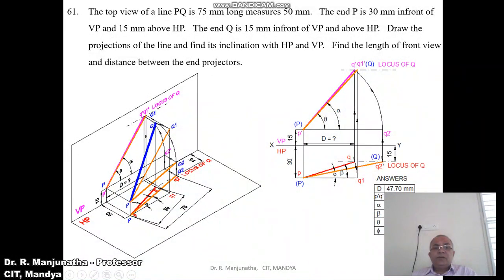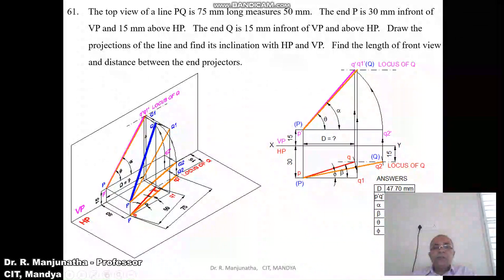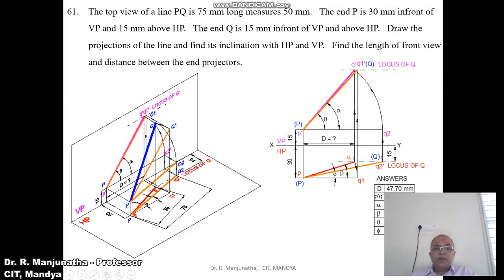Here, first we consider the XY line and mark XY and VP, HP as shown. You know that P is 30 mm in front of VP and 15 mm above HP. So from the XY line, measure 15 mm above and draw a horizontal line. Similarly, 30 mm in front of VP, measure 30 mm below the XY line and draw a horizontal line. Consider any point and draw a vertical projector such that it cuts both the parallel lines, so that you get this point P dash in the front view and small p in the top view.